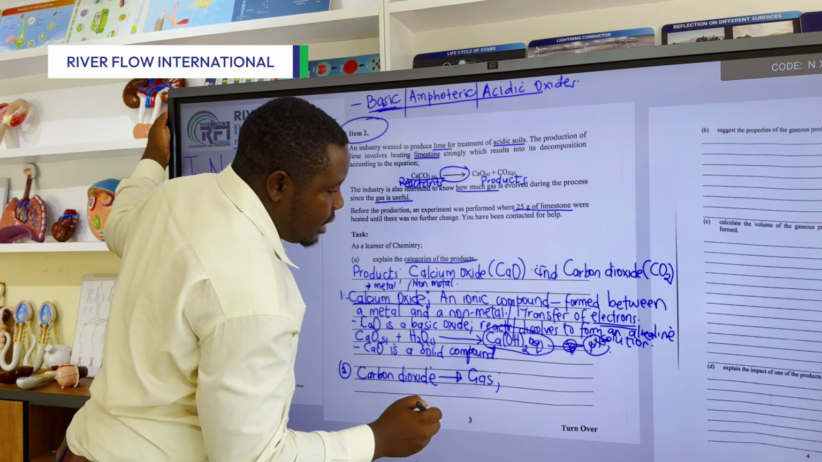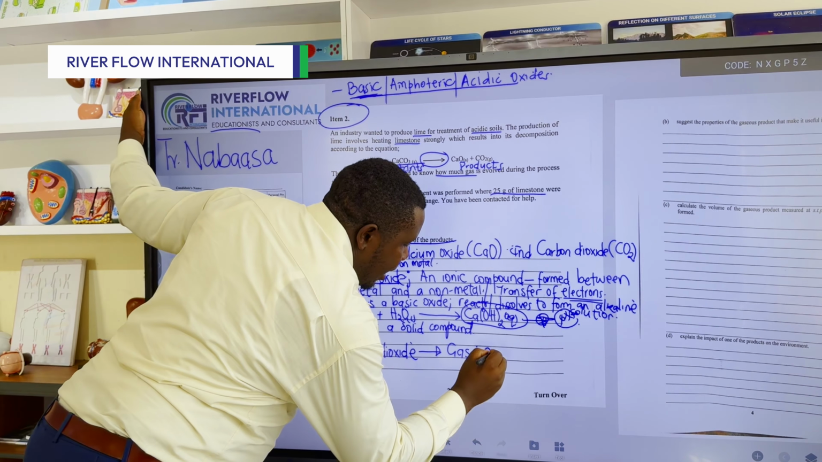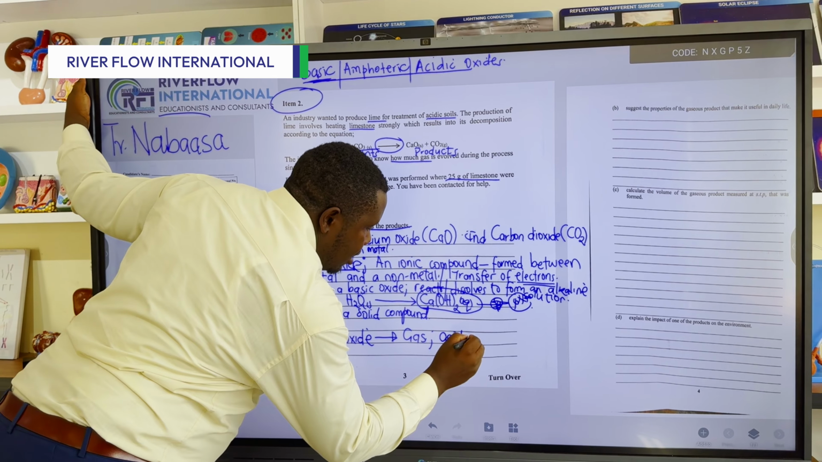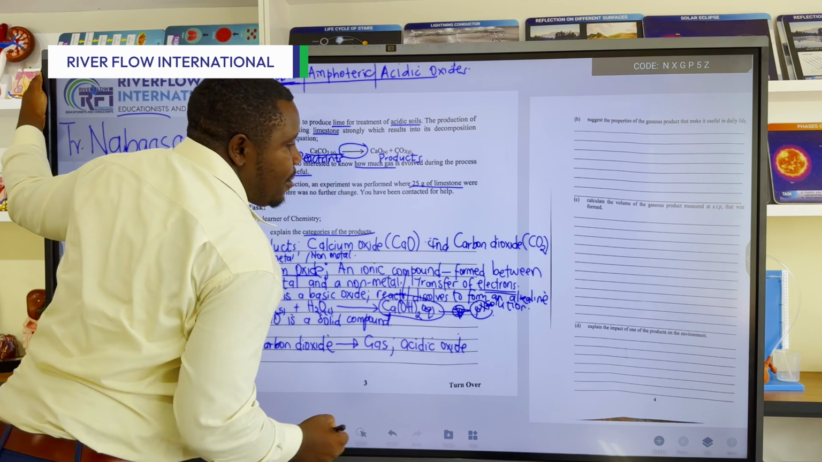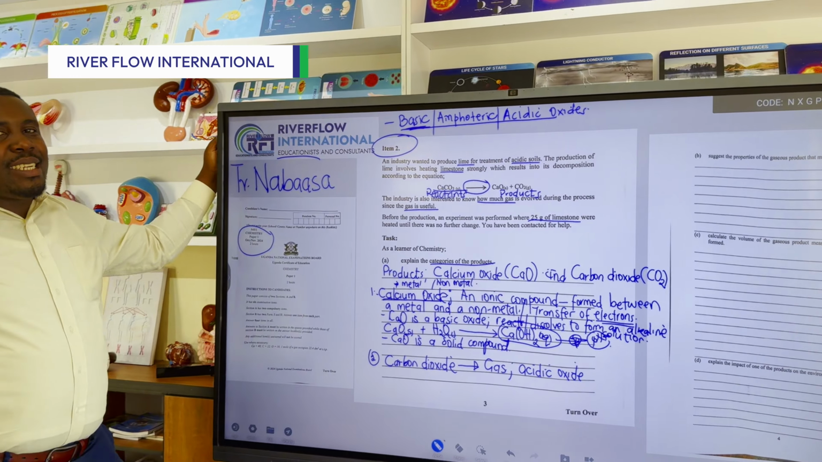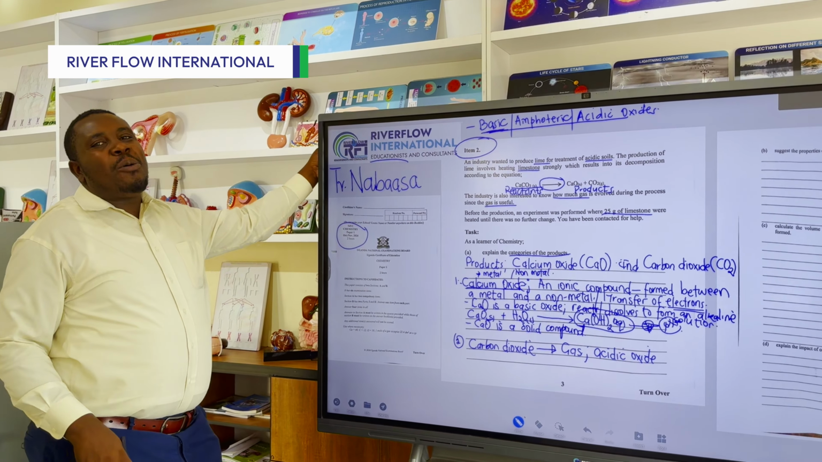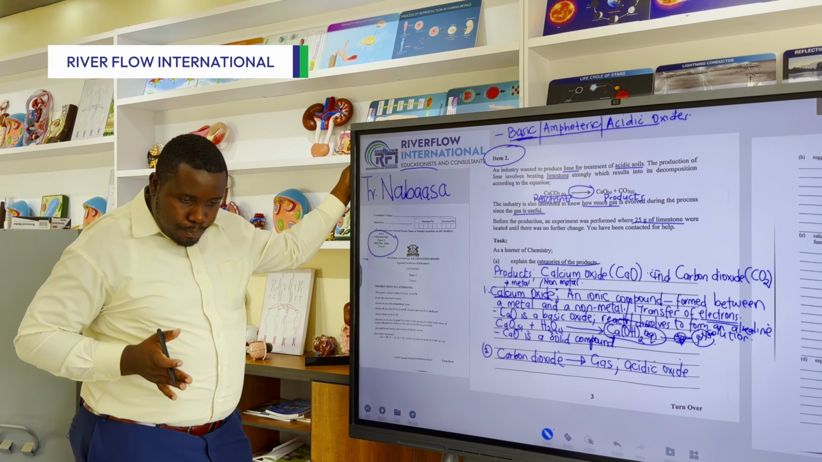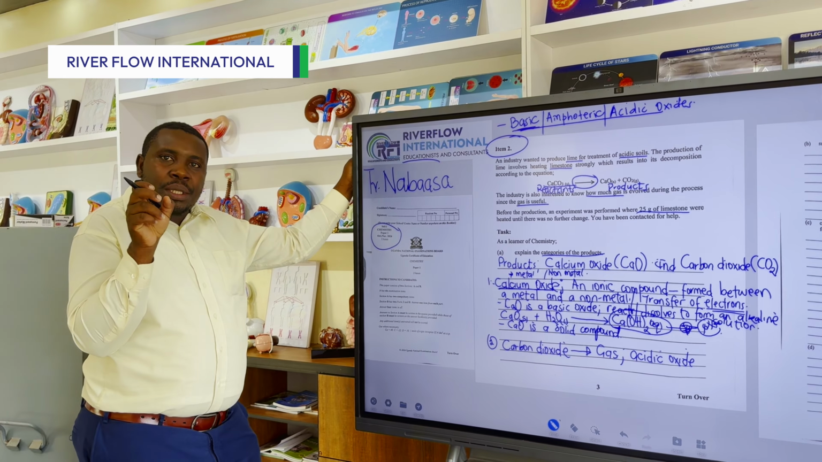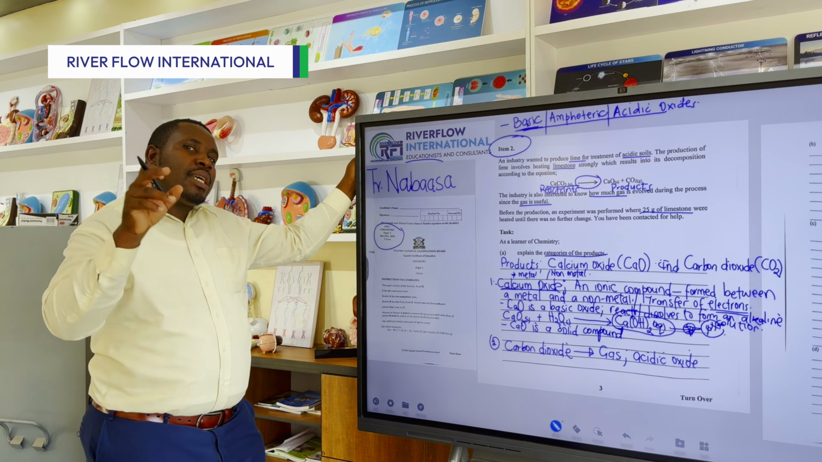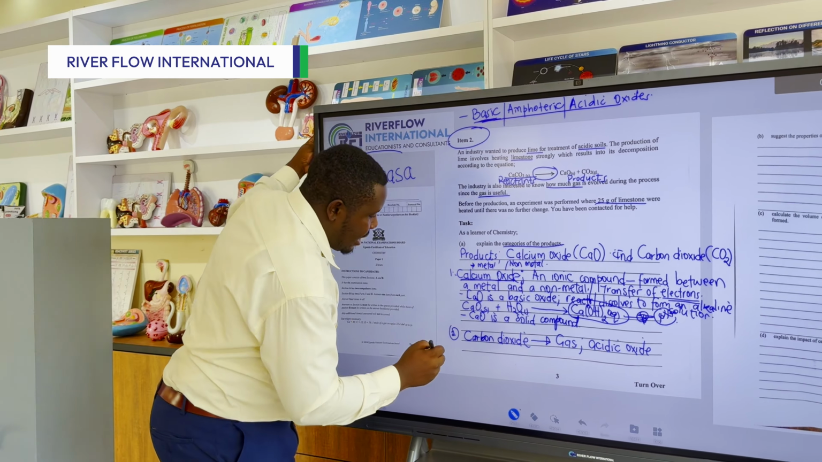When you count oxides, it becomes an acidic oxide. Why do we say that carbon dioxide is an acidic oxide? Because when this gas is passed through water, its reaction with water will result in an acid. Let's look at it in an equation.